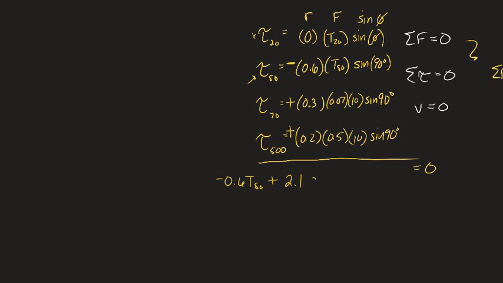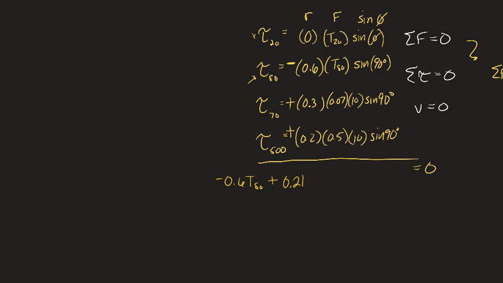2.1 sine 90. That is wrong. 0.21. 0.21 sine of 90. I'm not even going to put the sine of 90 because that's 1. 0.21. That good? I mathy math okay? Yay. Way to mathy math.